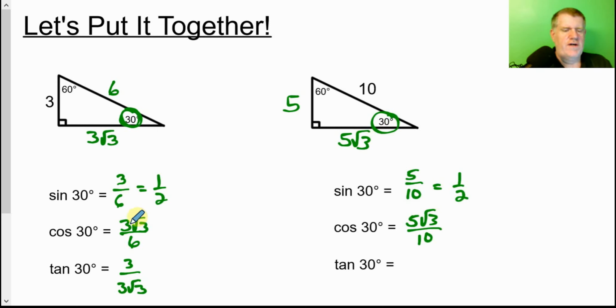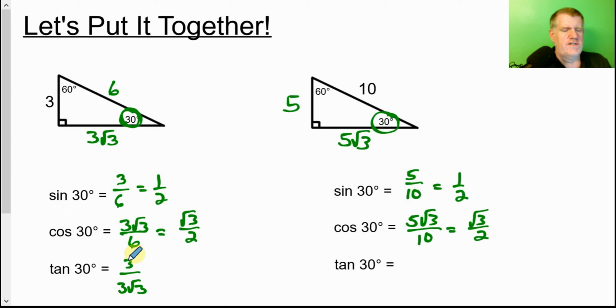We see the little pattern here. The 3's go into the 6 twice. 5 goes into 10 twice. Okay, don't need to rationalize. The denominator is a 2. Cosine is the square root of 3 over 2. Always the square root of 3 over 2.